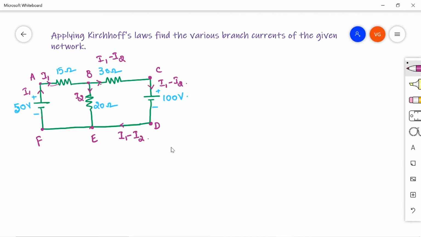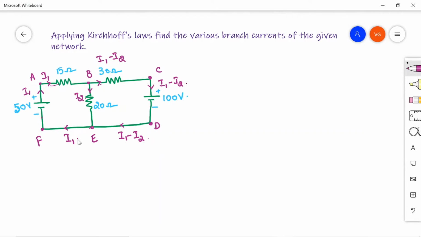Now, coming to the branch EF, it is a combination of two branches, that is BE and DE. These two are entering currents in the node E, so the leaving current has to be the sum of these two currents, that is I1 minus I2 plus I2, which is nothing but I1. So if you observe here, the current entering into node F has to leave, as there is no other branch. The current entering into the node F is I1, and the same current is leaving. So our assumption is correct here.